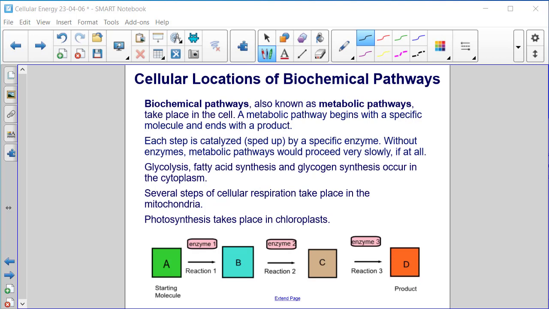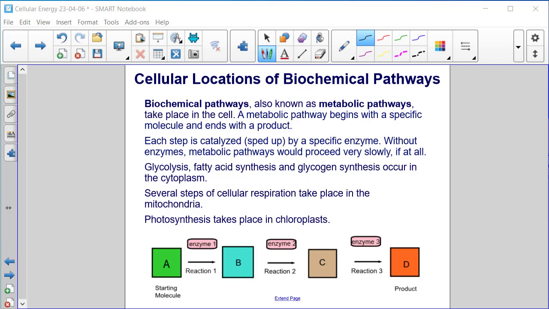Cellular locations of biochemical pathways. Biochemical pathways, also known as metabolic pathways, take place in the cell. A metabolic pathway begins with a specific molecule and ends with a product. Each step is catalyzed, or sped up, by a specific enzyme. Without enzymes, metabolic pathways would proceed very slowly, if at all.